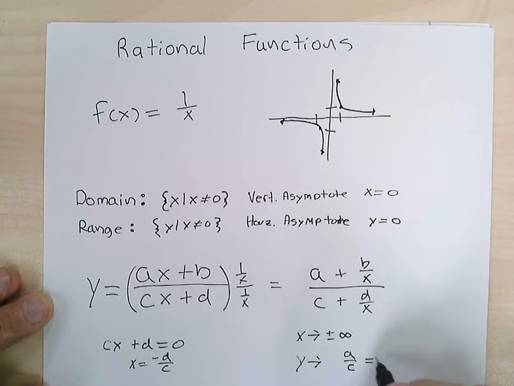So what does that mean? We have a horizontal asymptote at a over c. And that will always happen. It also gives you a range. Our range is going to be any value. It can be any value except for this value, right? It's never going to actually get there, but that is our horizontal asymptote.